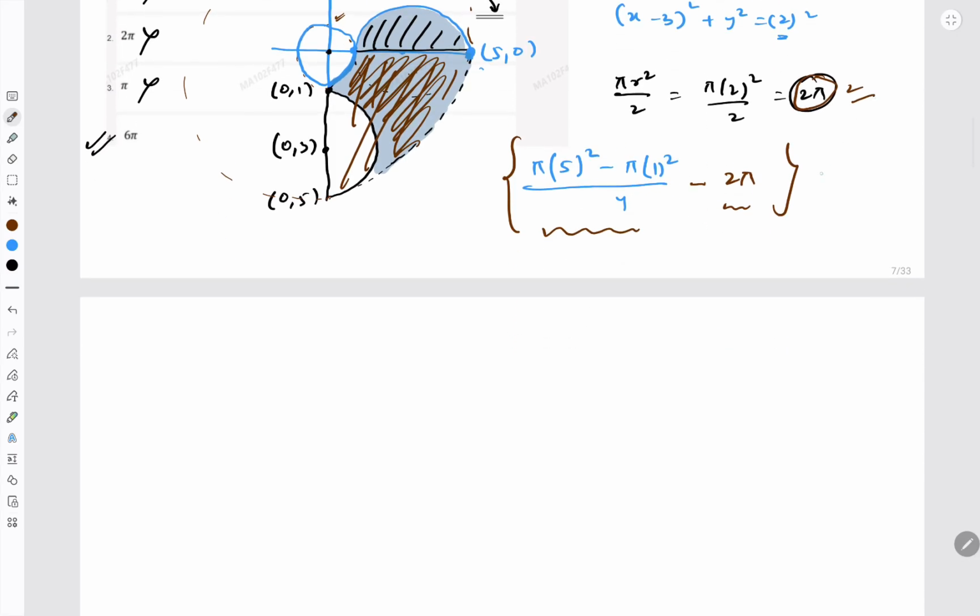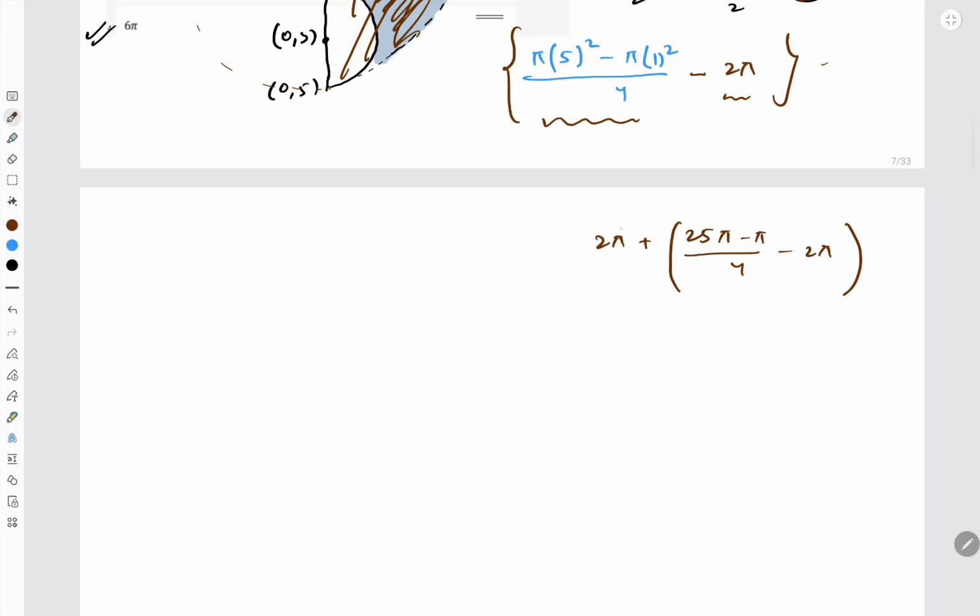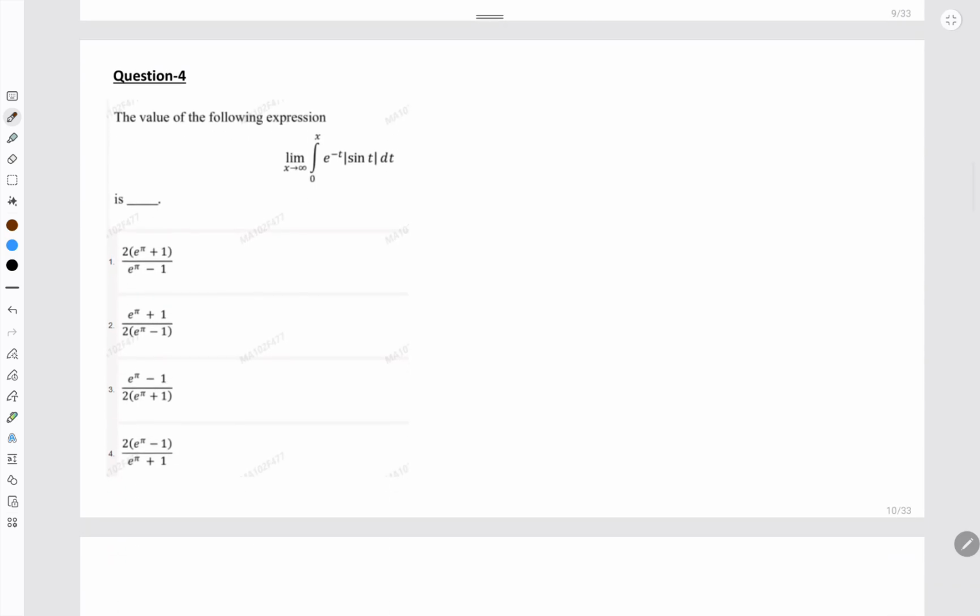So I have to add this and this. So let us add it. So 2 pi plus 25 pi minus pi by 4 minus 2 pi. So this is nothing but 24 pi by 4, that is 6 pi. That is my answer. Let us move to the next question.